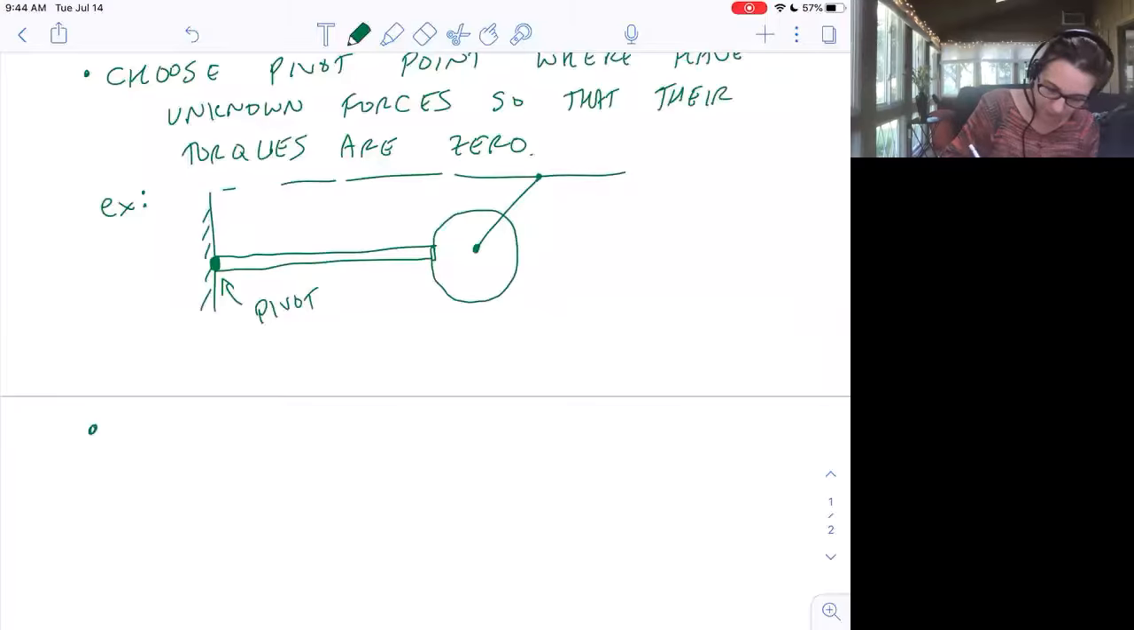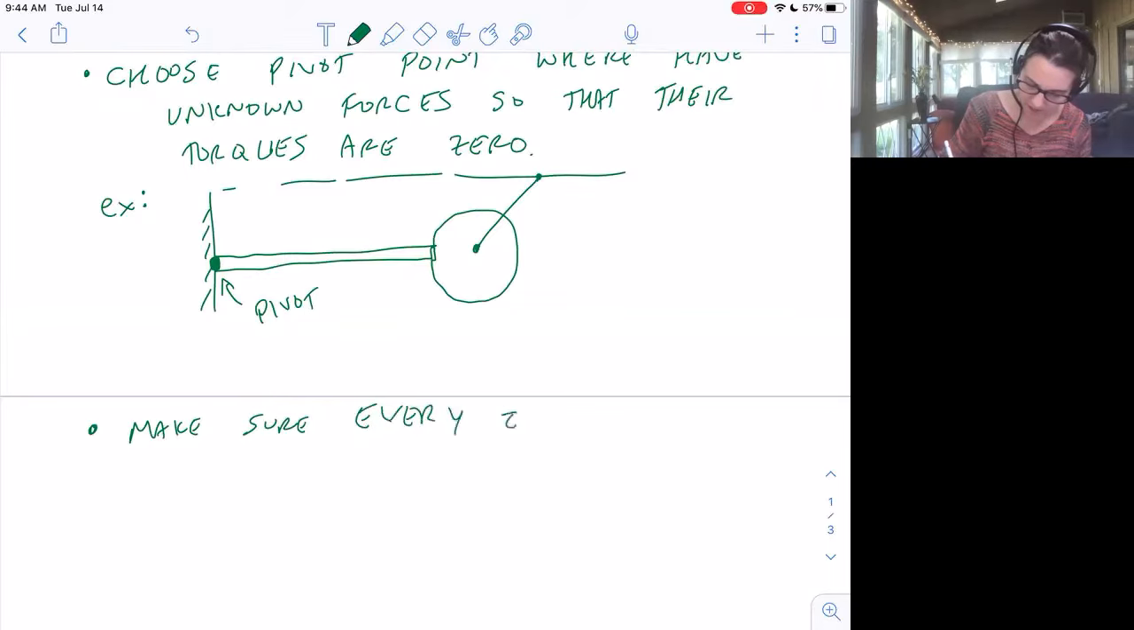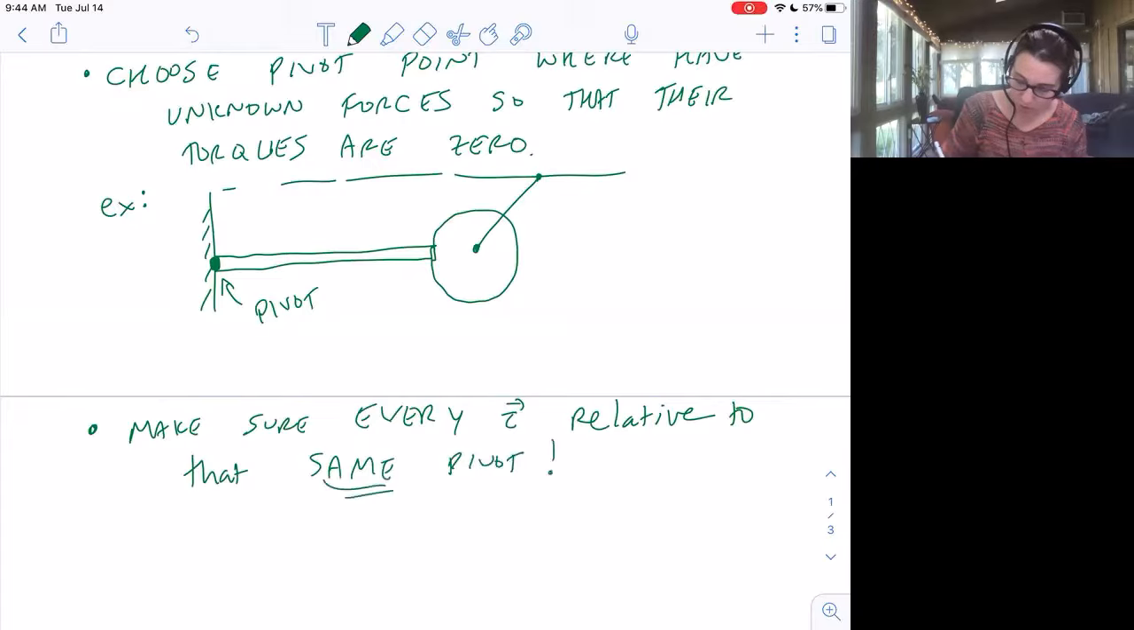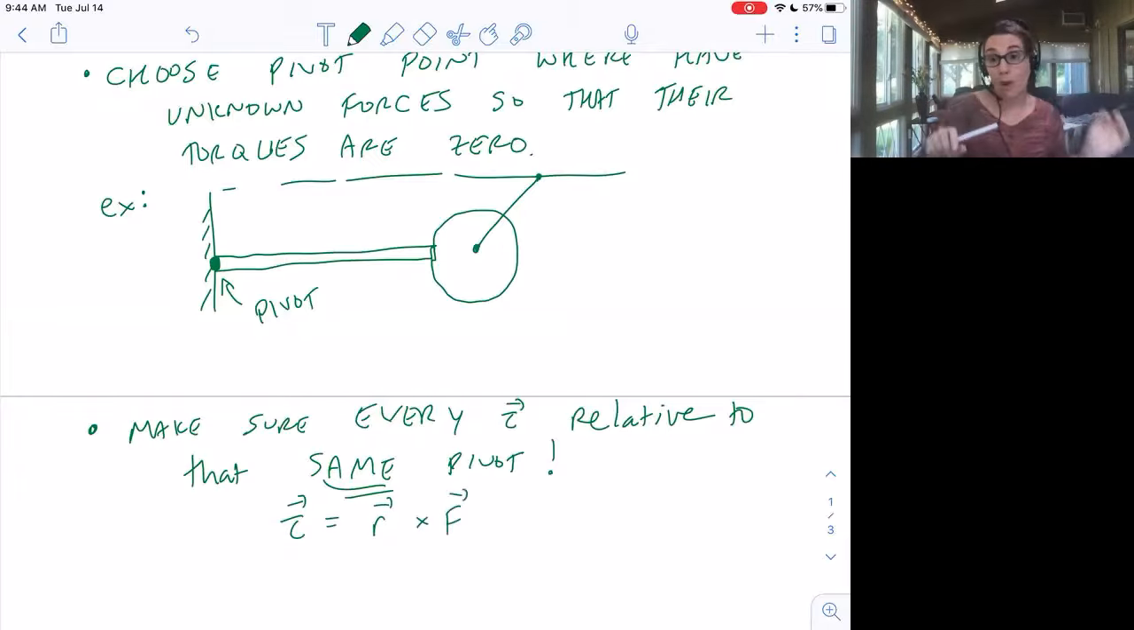So make sure every torque is relative to that same pivot. So when you do torque is equal to R cross F, remember that R points from the pivot to where the force is applied. So it is specific to a pivot.